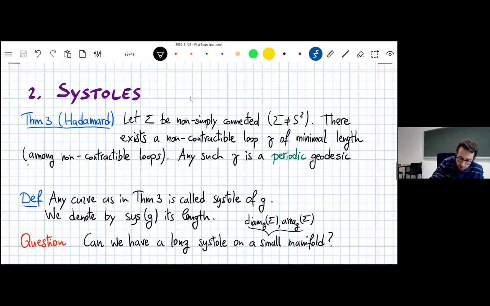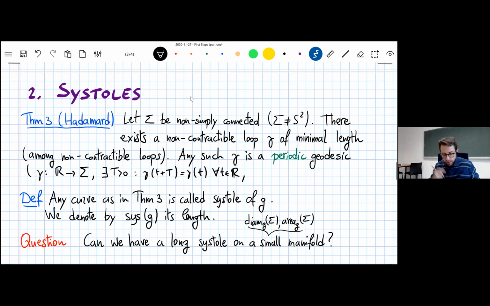Okay, so periodic here just means that you have gamma, which is a curve on your surface. And then there will be some T bigger than 0, such that gamma(t plus capital T) is equal to gamma(t) for all times. Okay, so that the curve goes around infinitely often, in a periodic fashion. And we will always consider in the following, when we say period, the minimal period where this happens. So the minimal T such that you have this periodicity.